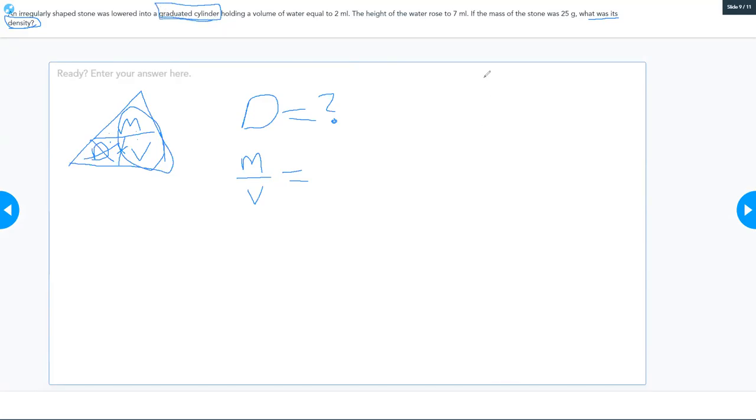If you remember displacement, you want to take the starting volume and subtract that from the final volume to get your volume. So let's look for our starting volume. The irregularly shaped stone was lowered into a graduated cylinder holding a volume of water equal to 2 milliliters. So our starting volume is 2. That's where it started at. The height of the water rose to 7 milliliters. So that's your final volume. It rose to 7. So how many milliliters did it go up by? It went up by 5. So our V is 5.